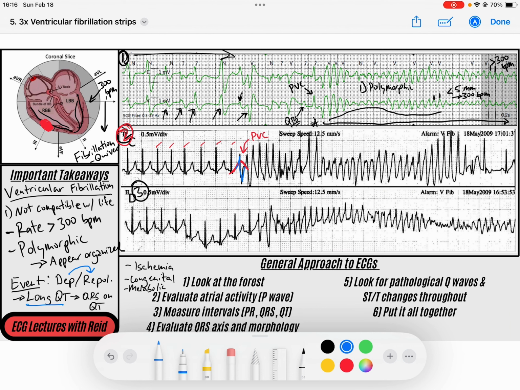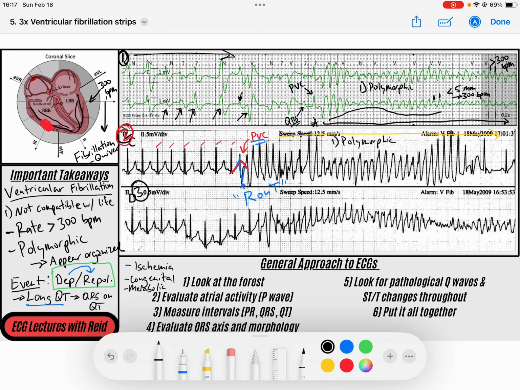So there is what we would call an R on T phenomenon, where essentially a wide complex QRS, a PVC, lands on the T wave of the previous beat. And so this is an example of depolarization during a time of susceptibility when not all of the myocardium has repolarized. And so there could be a reentry circuit that is caused. And so then you see the genesis of this rapid complex rhythm. It is polymorphic.